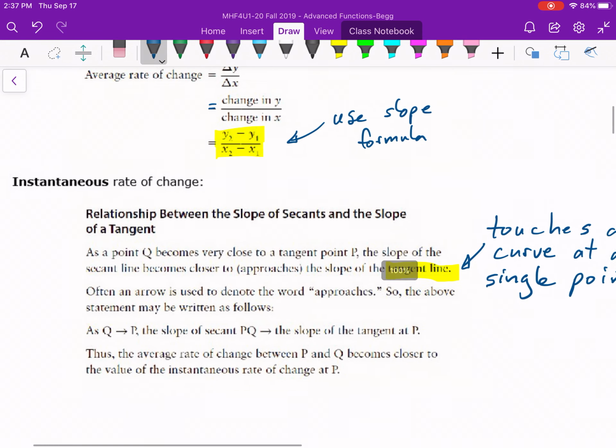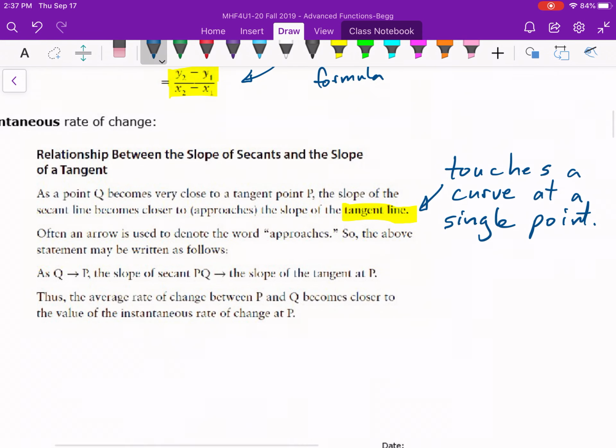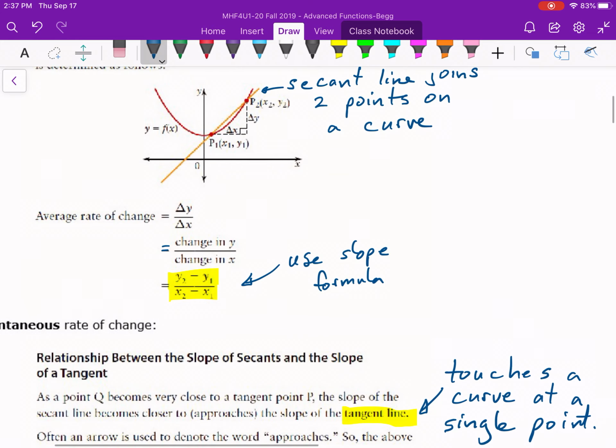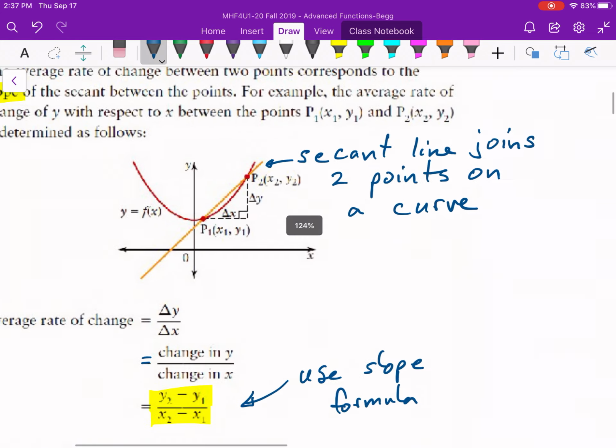Instantaneous rate of change is, well, I guess before I say what it is, we need to understand what a tangent line is. So a tangent line is actually a line that touches a curve at a single point. Compare that to a secant line, which would be like this orange one here on this graph.